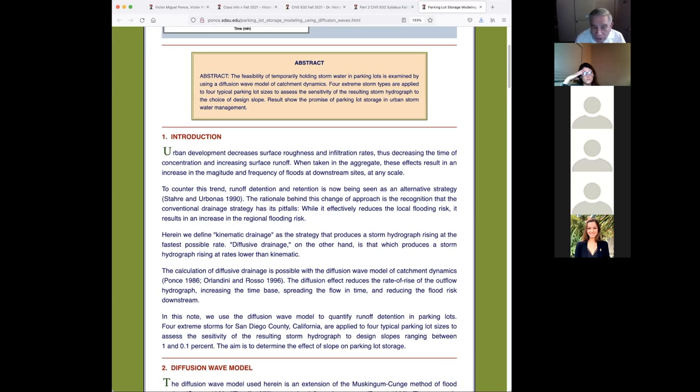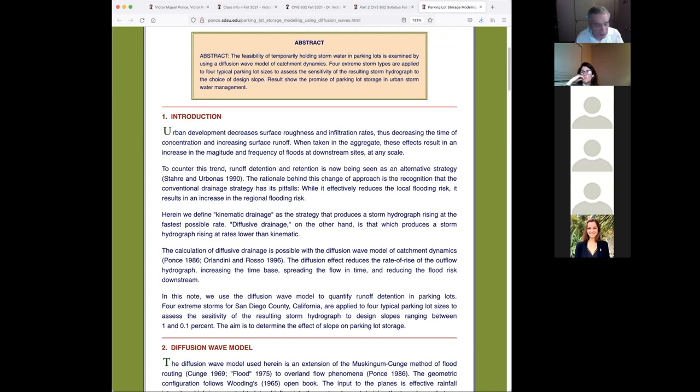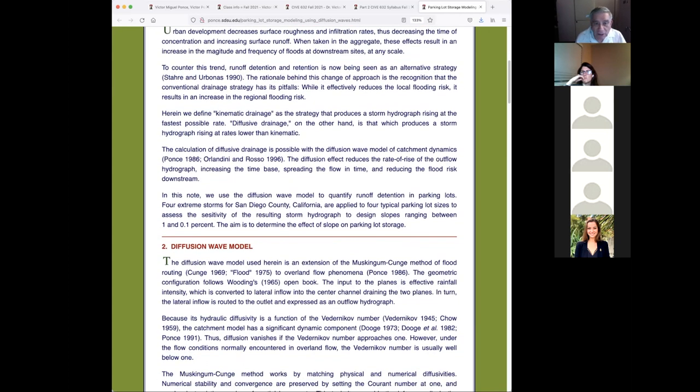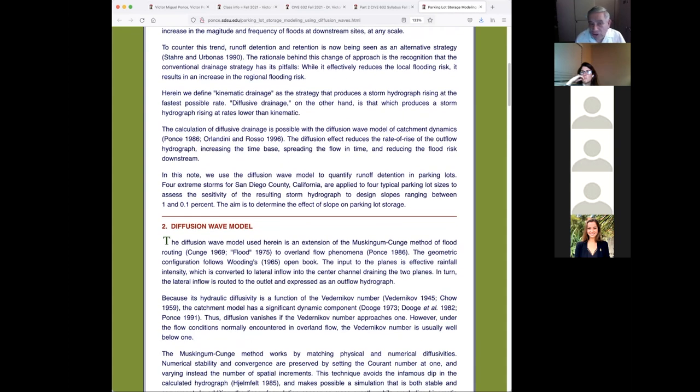We call kinematic drainage the strategy that produces a storm hydrograph rising at the fastest possible rate. Diffusive drainage, on the other hand, is that which produces a storm hydrograph rising at rates lower than kinematic. Kinematic is a ceiling. Anything less is diffusion. If you have a whole lot, then it becomes diffusion dynamic, which technically, according to many people that have written on this subject, the dynamic wave doesn't exist, or theoretically doesn't exist, and practically doesn't exist. Okay? So the calculation of diffusive drainage is possible with the diffusion wave model, not with the kinematic wave model. You have to do the diffusion wave model, which is this model, by the way.